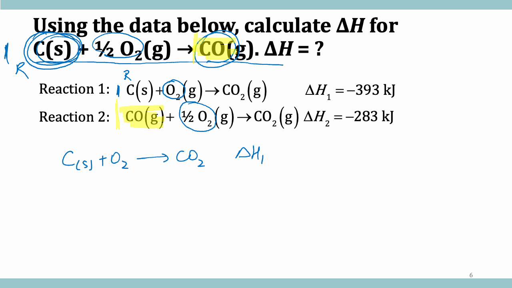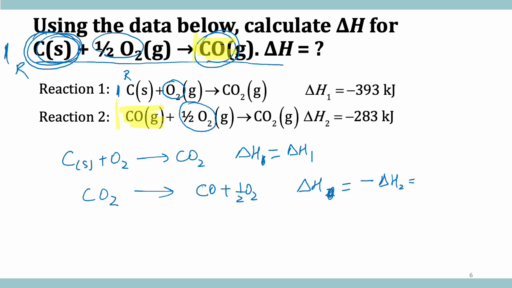So how do I flip it? CO plus half O2 comes from CO2, and this is delta H2. Because I flip the reaction, the sign will also become flipped. Let's say this delta H here will be equal to negative of delta H2, which is negative of negative 283, which is positive 283 kilojoules, because I flipped it, right? And the top stays as it is, delta H1.